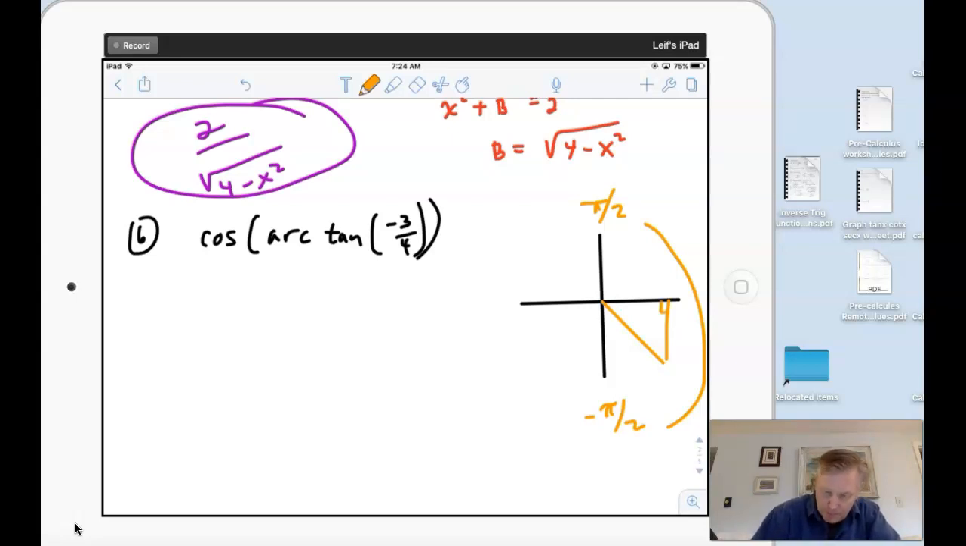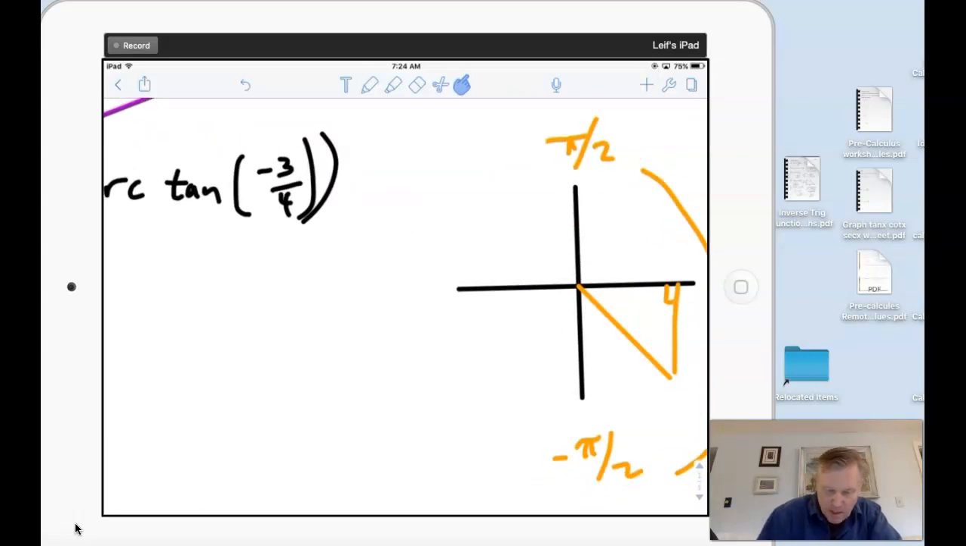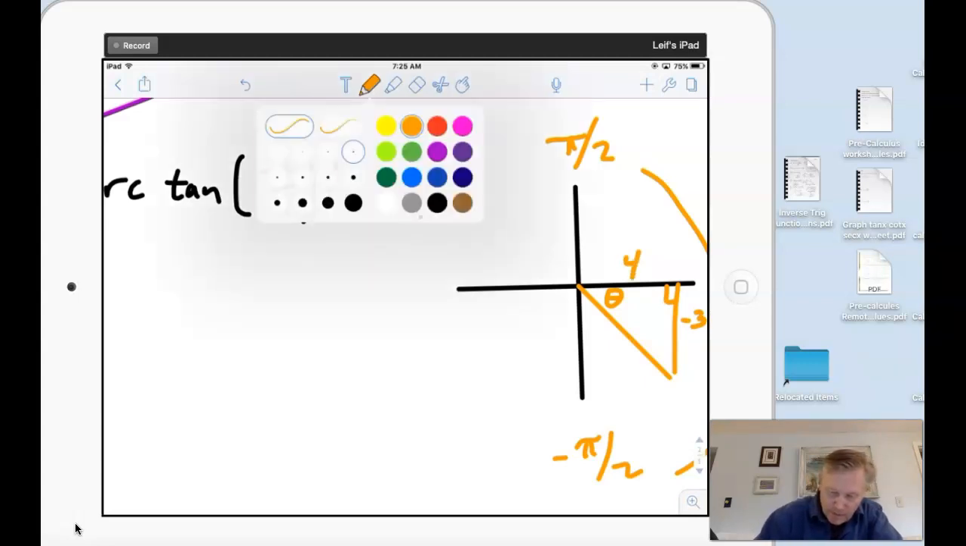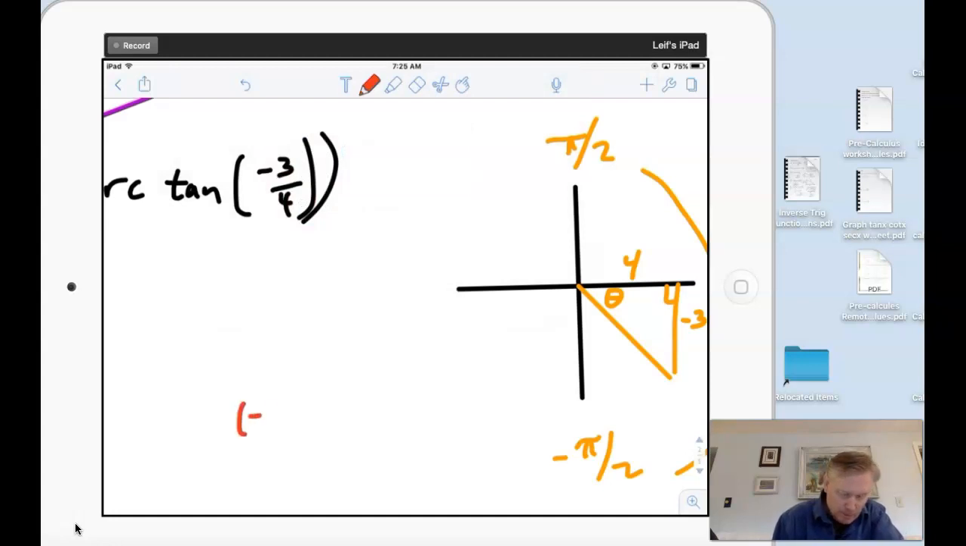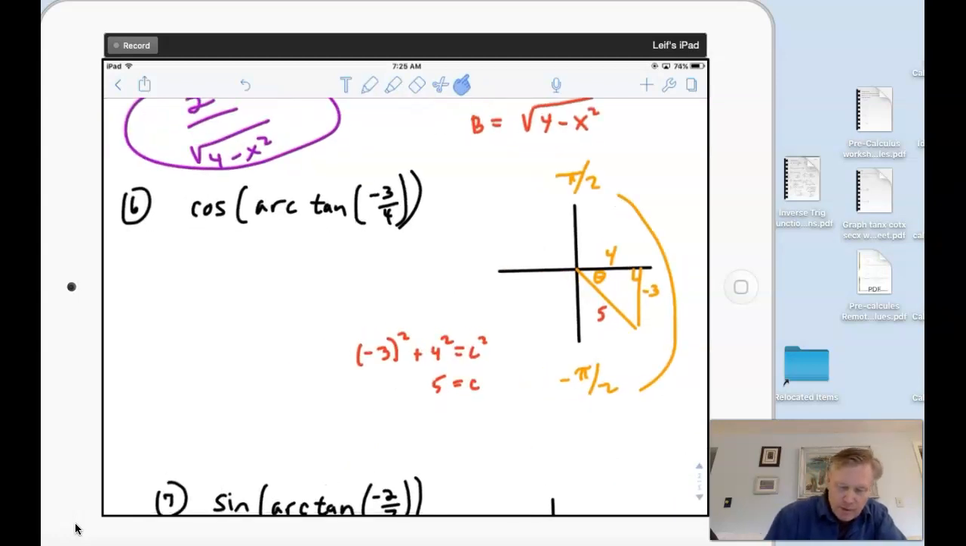So here's my triangle, and tangent is opposite over adjacent, so that makes this negative 3, and the adjacent's the 4, which means I now got to find the hypotenuse. So I can go negative 3 squared plus 4 squared will equal c squared, and if I solve that, you get 5. It's a 3, 4, 5 triangle. And then the last thing I'm doing is I'm looking at the cosine, and the cosine, of course, is the adjacent over the hypotenuse. So adjacent would be 4, hypotenuse is 5, and there's my answer.